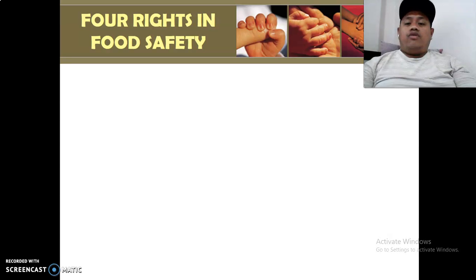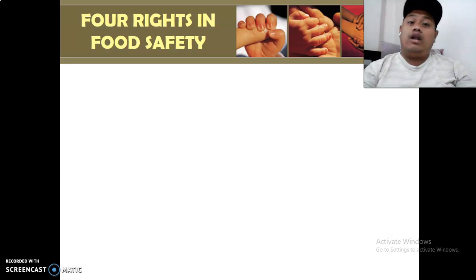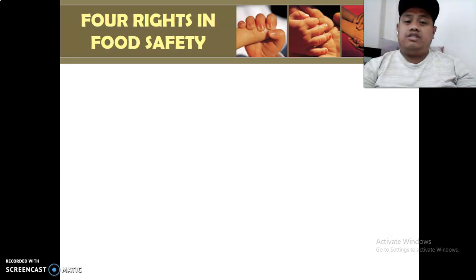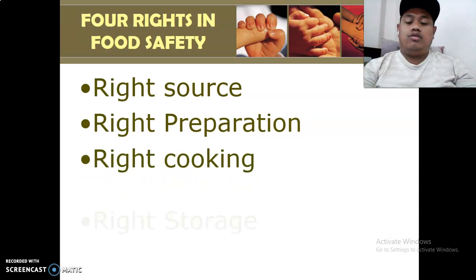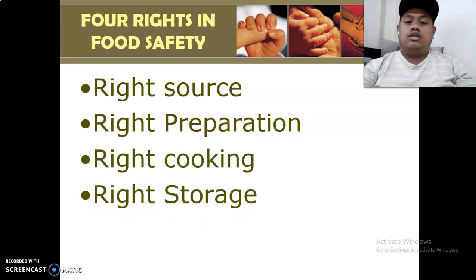Now, there are four rights in food safety that we need to follow and observe, especially if you are in the food industry. These are the right source, the right preparation, the right cooking, and the right storage. Take note that these four rights in food safety will not only be followed by food establishments and food establishment workers, but it is also expected that all households in the country should follow these four R's in terms of food safety. So what are we referring to in terms of these four R's?